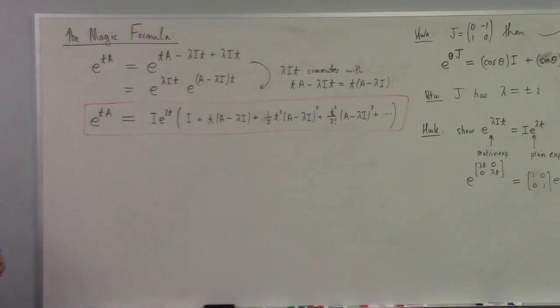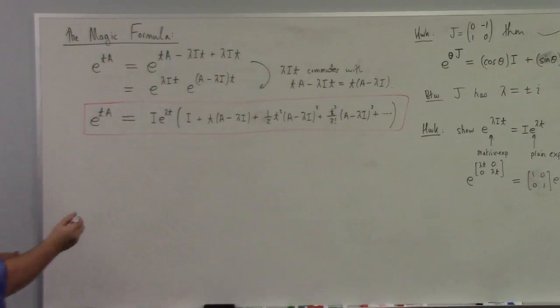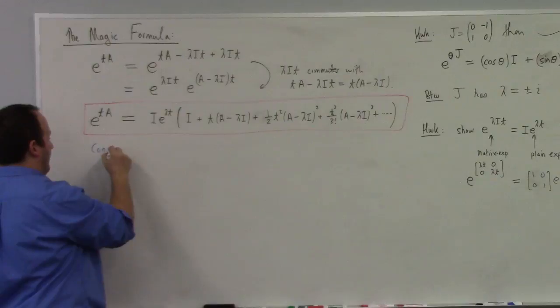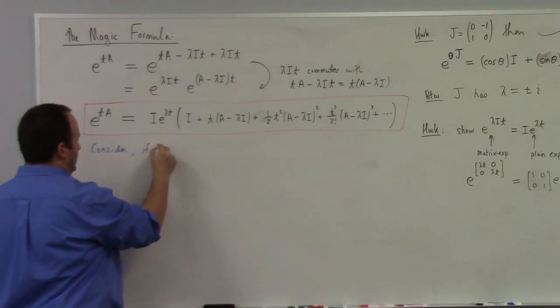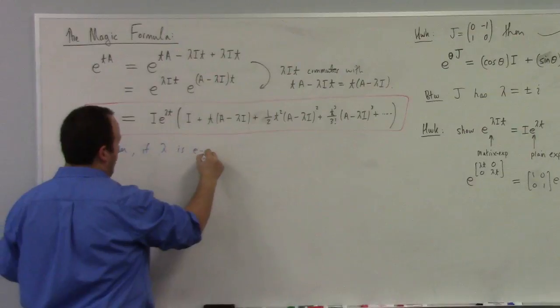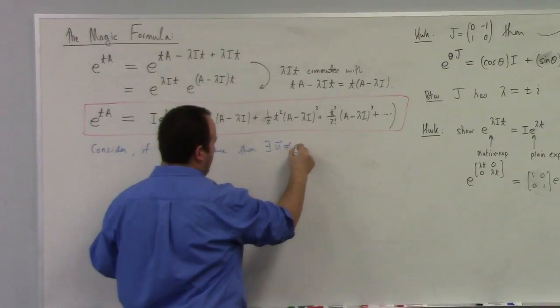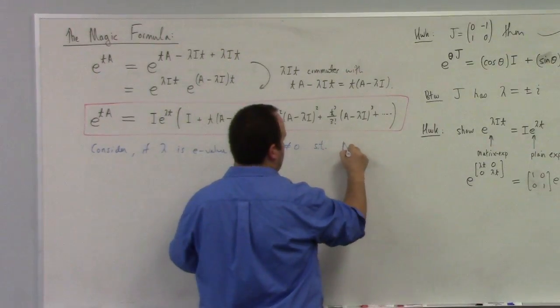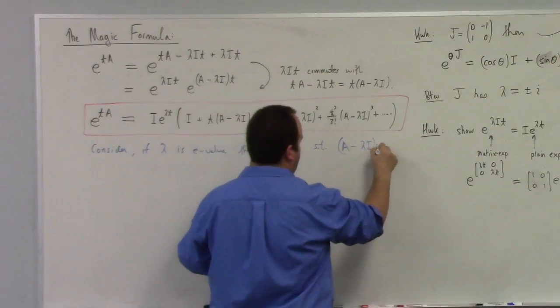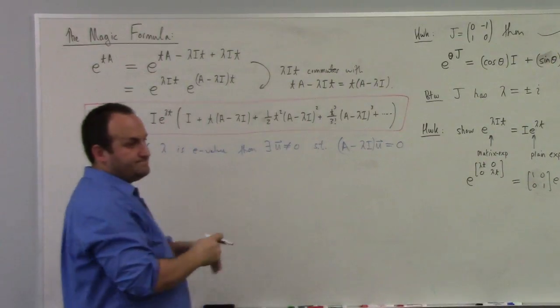So what we need is a particular kind of vector. Well, there's a particular kind of vector we've already played with, right? Eigenvectors. What happens when we use eigenvectors? Consider: if lambda is an eigenvalue, then there exists u not equal to 0, such that what? (A minus lambda I) times u is equal to 0, right?